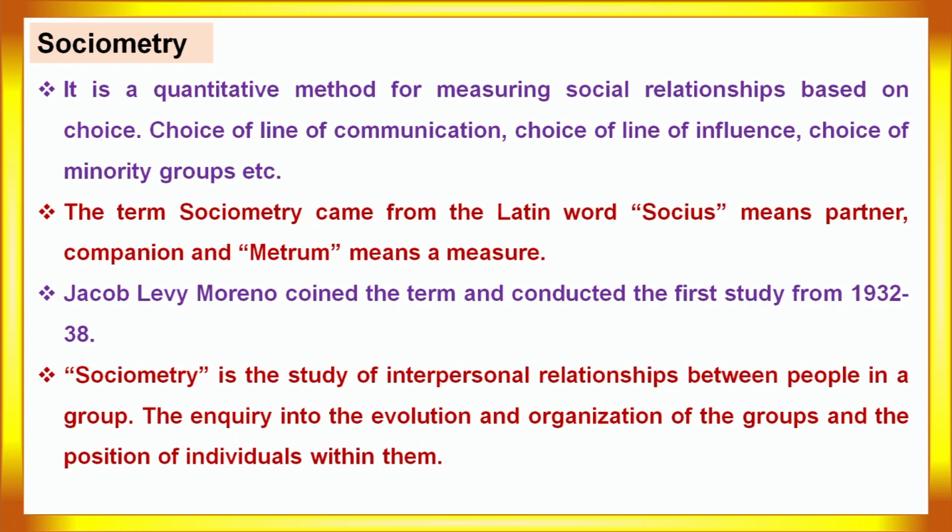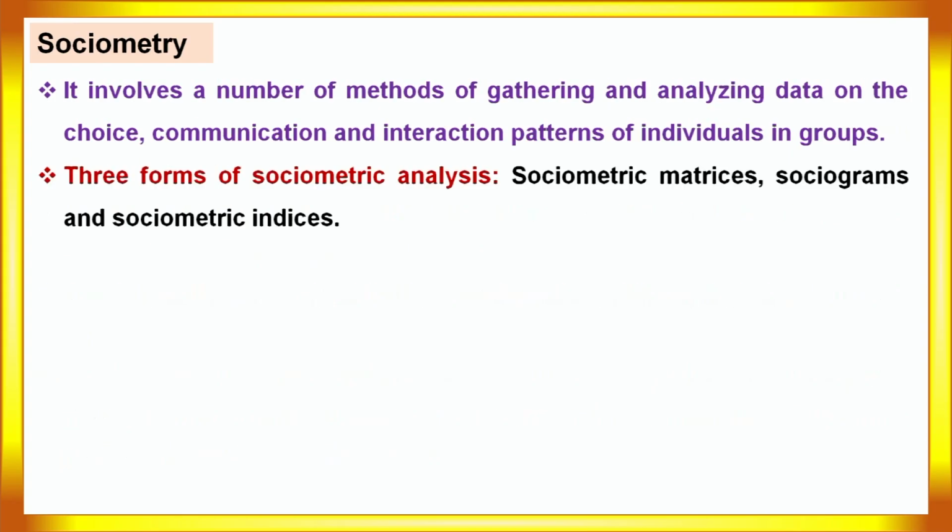Sociometry is the study of interpersonal relationships between people in a group. That means sociometry studies the line of communication, line of choice, and line of influences which operate among a group of individuals when they are in the group. The inquiry into the evolution and organization of the group and the position of the individual within it is generally studied through the sociometric process.